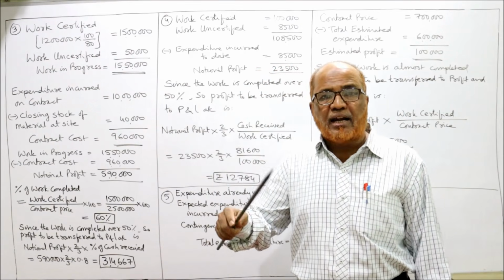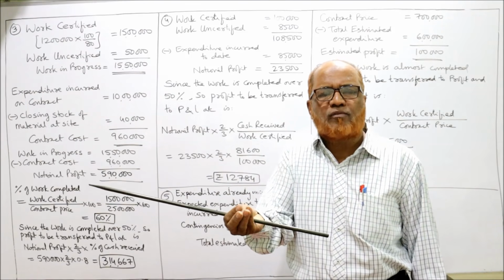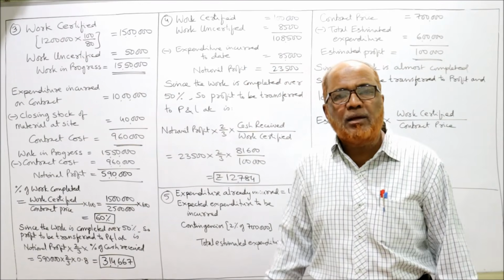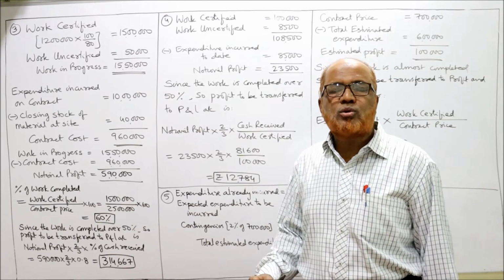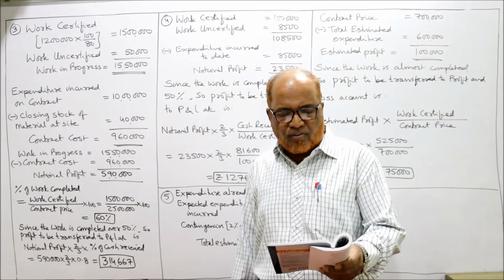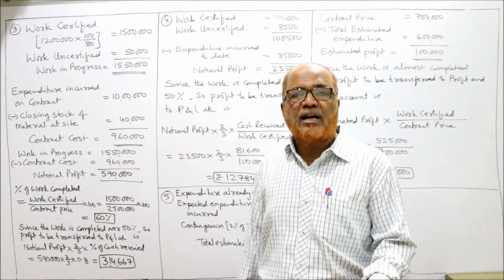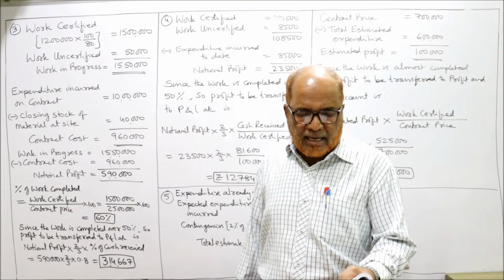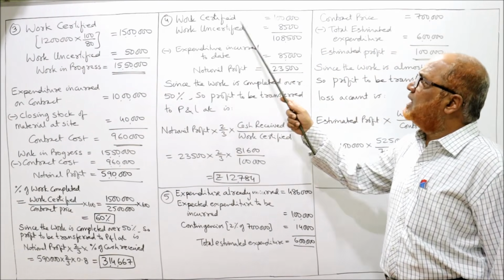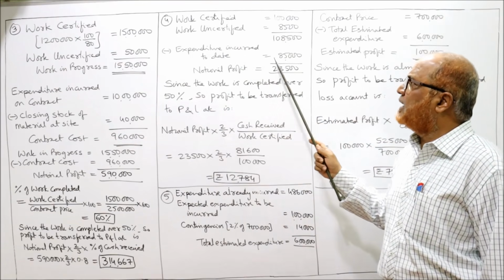If the contract is 95%, 98% completed, with only 1 or 2% or 5% remaining, then we can treat this as almost completed. But here only 80% completed. So we are not going to take expected expenditure to be incurred. Contract price is 1,53,000, work certified 1 lakh, work uncertified 8,500. So directly given work certified and work uncertified, both are given. And cash received is 81,600. Only one small change is there. Work certified given, work uncertified given, total 1,08,500 minus expenditure incurred to date is 85,000.